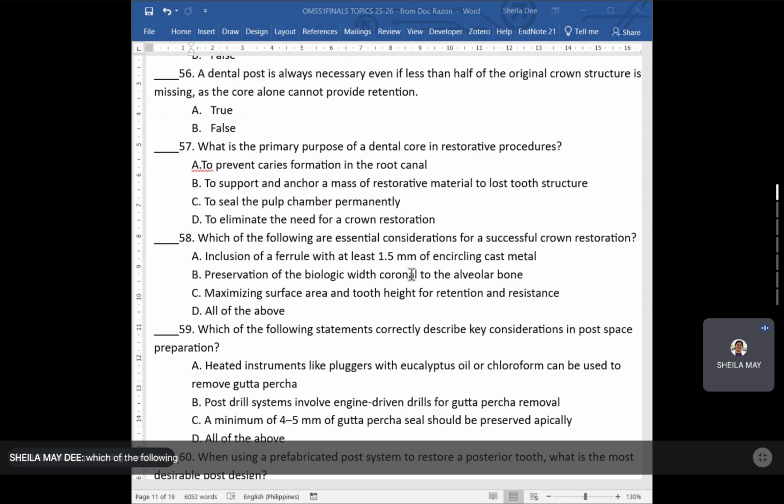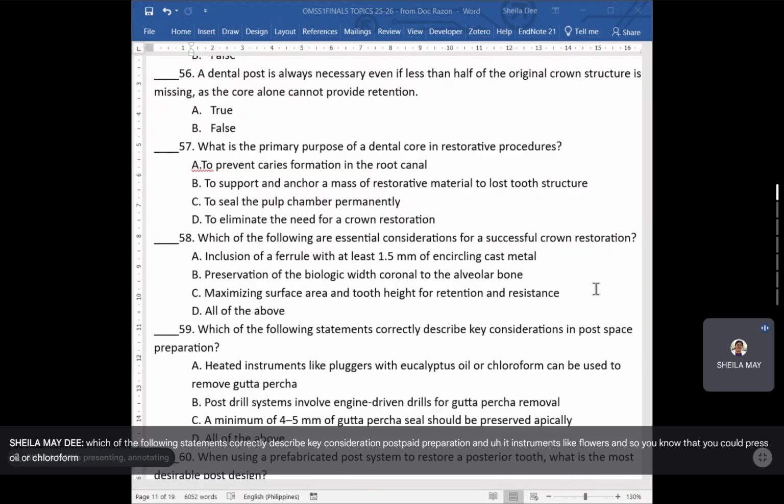Which of the following statements correctly describe key consideration in post-space preparation? Heated instruments like Logger's, and with eucalyptus oil. So you know that eucalyptus oil or chloroform are solvents for obturation. So chloroform is not readily available now. So use eucalyptus oil, oil of orange, or lemon oil. These are also the same materials that are used for retreatment.